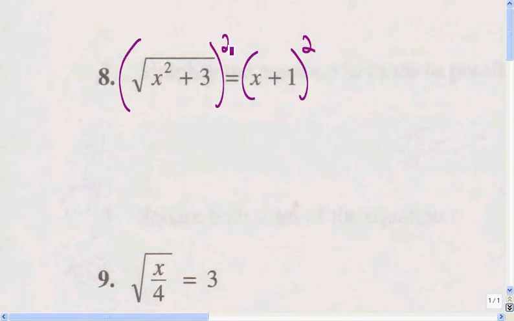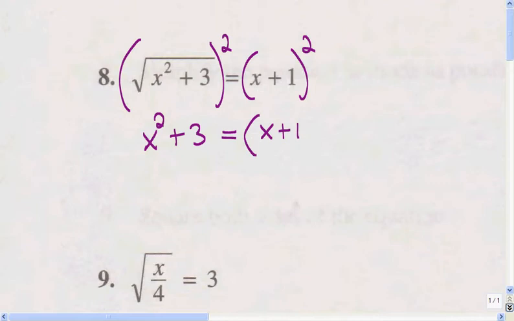Well, this square is going to allow me to get rid of my radical. So I'm going to have x squared plus 3 equals, now I've got to square x plus 1. The wrong thing to do would be to just put a square here and a square here. That would be the wrong way of doing that. X plus 1 squared means that I've got to multiply x plus 1 times itself. X plus 1 times x plus 1.